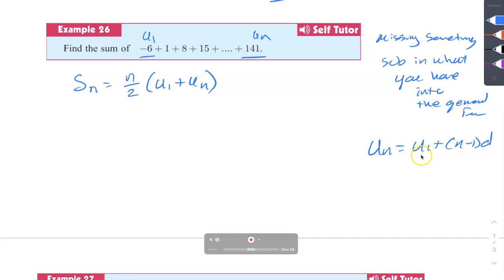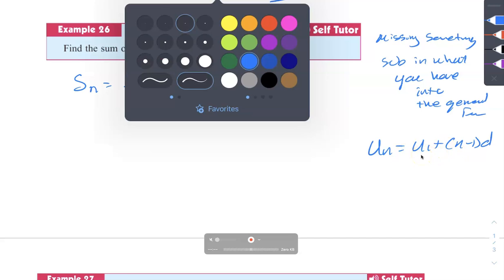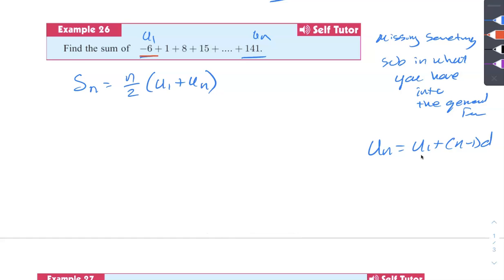What do we need here? We need u1, which I have, is negative 6. I need the common difference, which I could find out. So let's see, we're adding 7 each time. I don't have my n, but I do have a un, right? un is 141. So anytime you're missing something, just go back to the basic formula and plug in what you have, and then you can find out what you need.